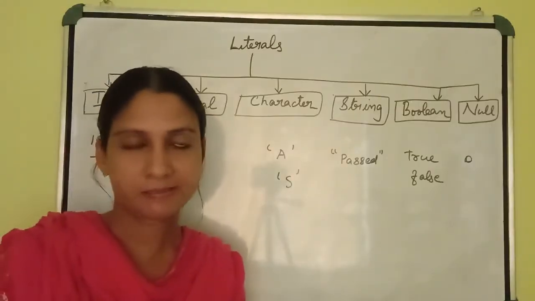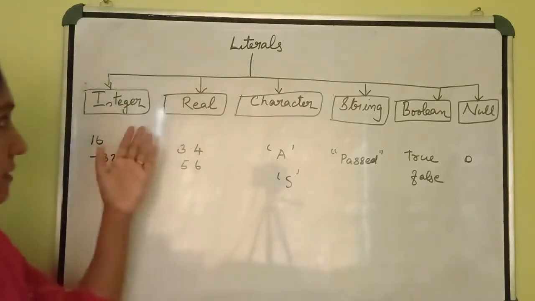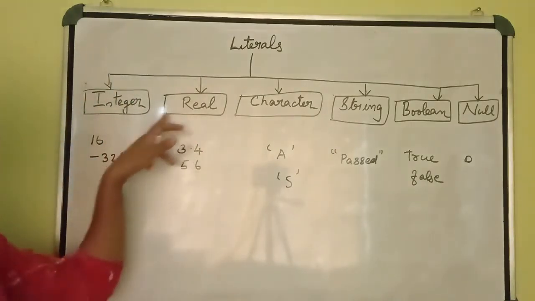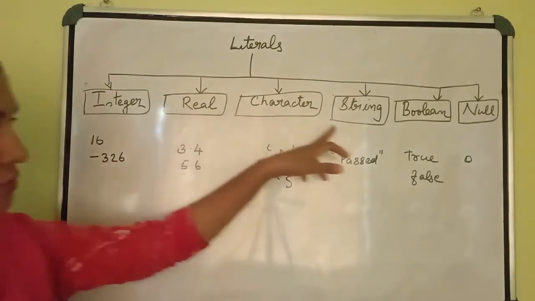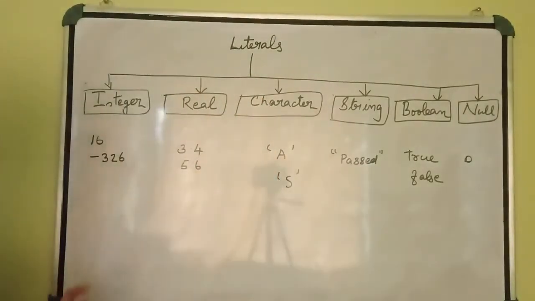What's meant by literals? Literals means constant values. What are the different types of literals? These are the different types. First one integer, second one real, third one character, fourth one string, fifth one boolean, and the last one is null literal.